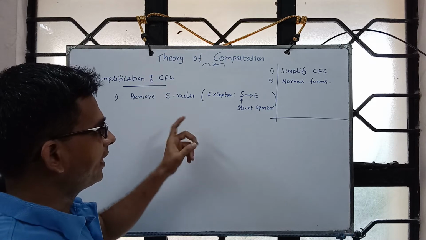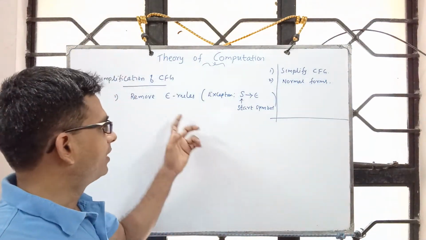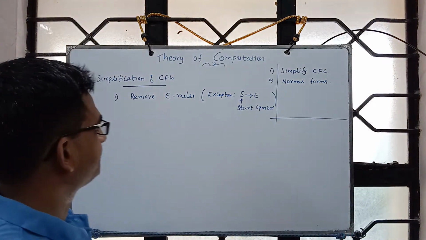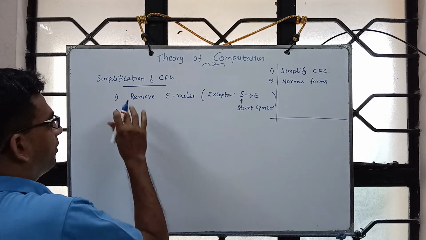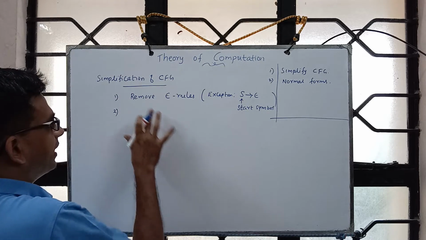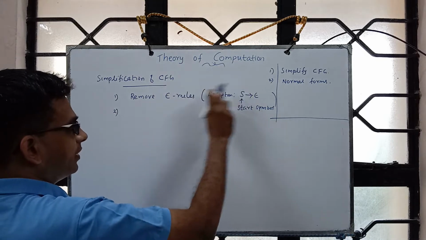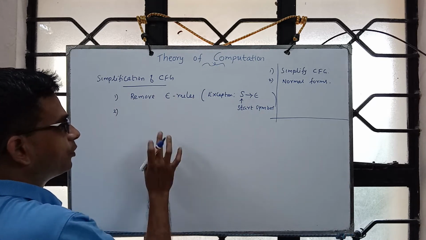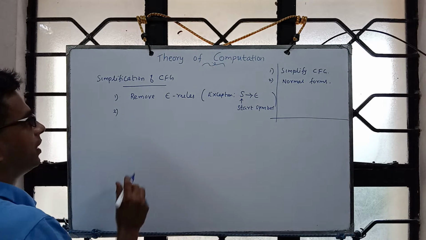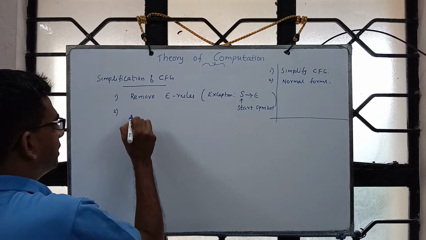if you find A implies epsilon for some non-terminal A, then such a rule should be removed. But while doing so, we ensure that the language is preserved. The input language and the simplified one must both be the same. So the first one is remove epsilon rules.